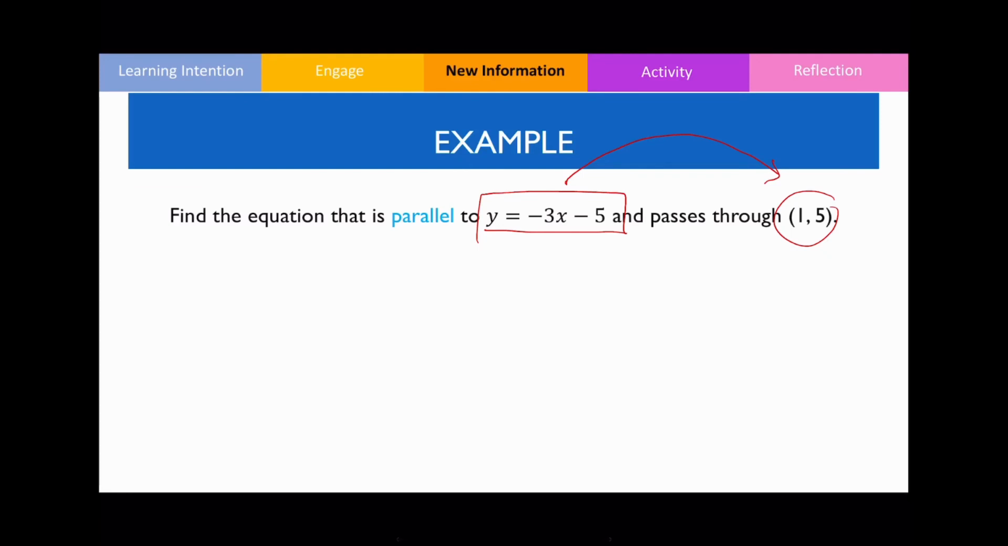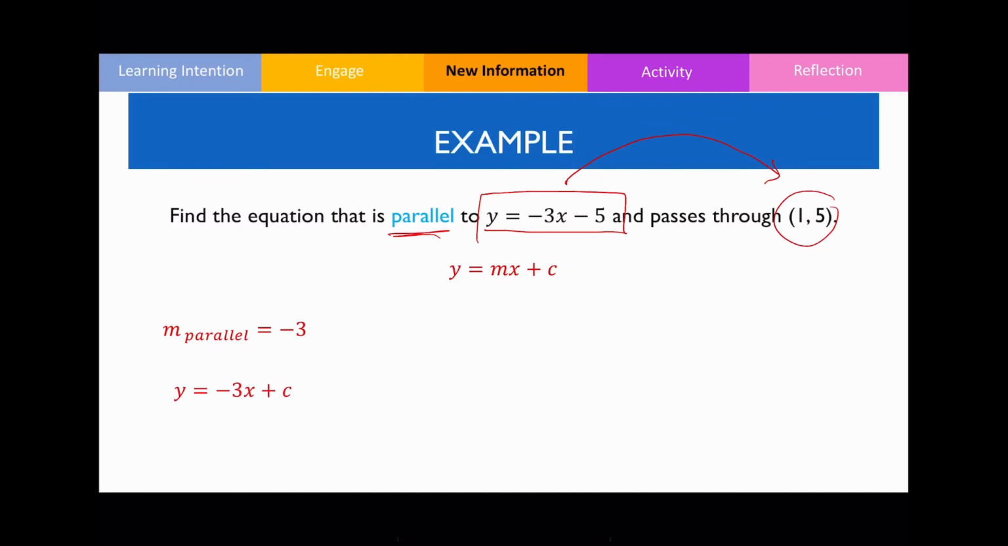So we know that the equation of any straight line can be represented in this form, and we know that because it's parallel, it will have the exact same gradient. So we already know the gradient for your particular equation. So your equation for your parallel line is going to be y is equal to negative 3x plus c. We don't know what the y-intercept, what the value of c is.